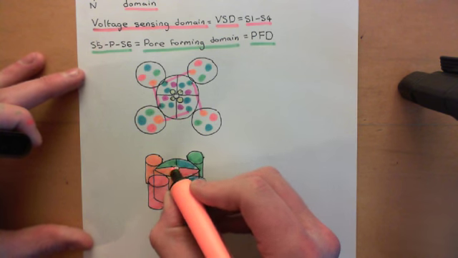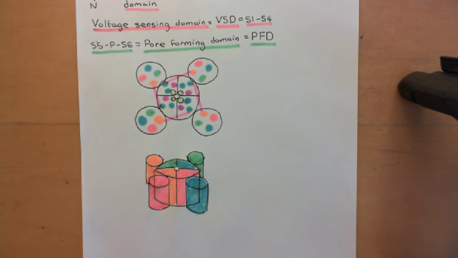So if you haven't understood yet this concept that the pore-forming domains are not next to the voltage sensing domains, hopefully that picture solidifies that in your head. Right, so now what I want to show you is the tetramerization domains, the T1 tetramerization domains, which are sitting underneath.